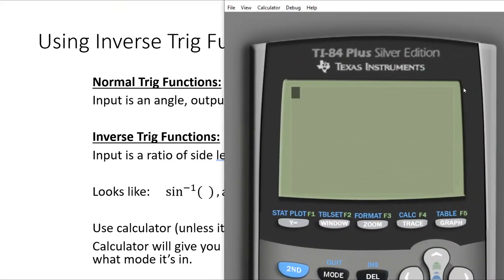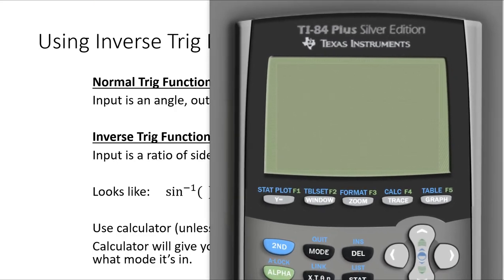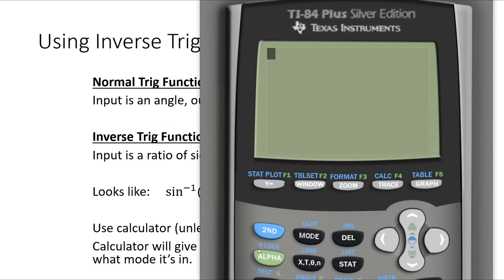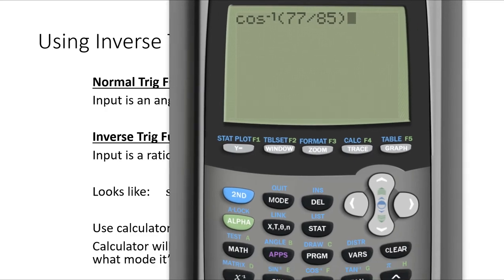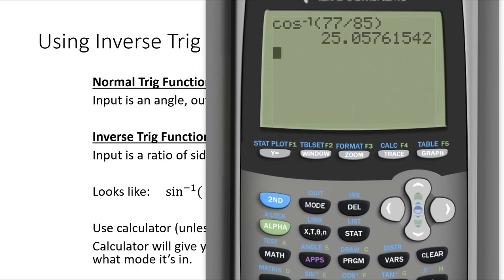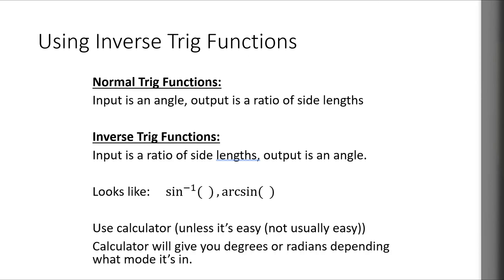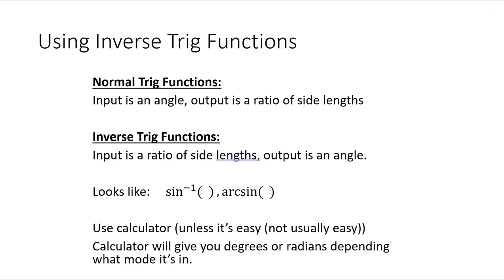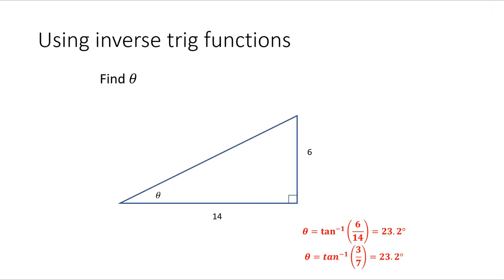Depending on whether you're in radians or degrees, you'll want to make sure you're in the right units. If we wanted to find the inverse cosine of 77/85, we could do that and get 25.05 degrees. That is the angle between those two vectors. Let's get a little more practice using inverse trig, with some really simple versions of those problems.